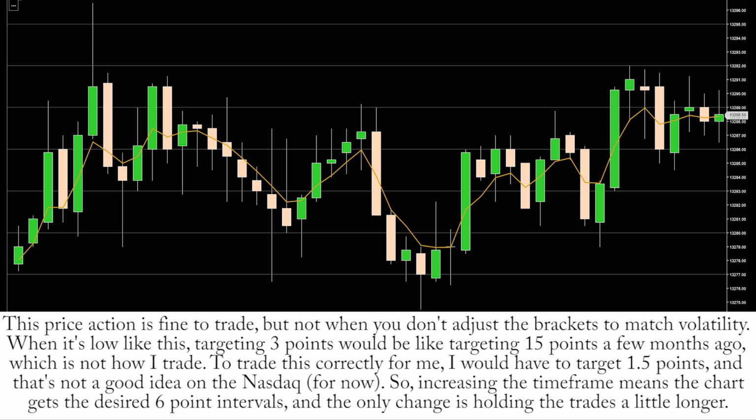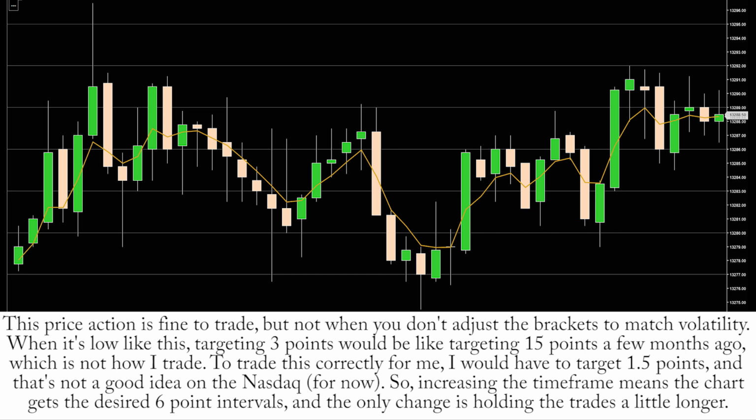The problem with that on low volatility is on a day like today, where there's 3-point intervals, suddenly that becomes trading big moves. And it's not really realistic to do 1.5-point targets. And as I showed you with the pictures, by increasing the time of the chart, we suddenly got the desired volatility amount, even though nothing really changed. So the trades will be held for longer, but at the same time, it's doing the exact same trades.